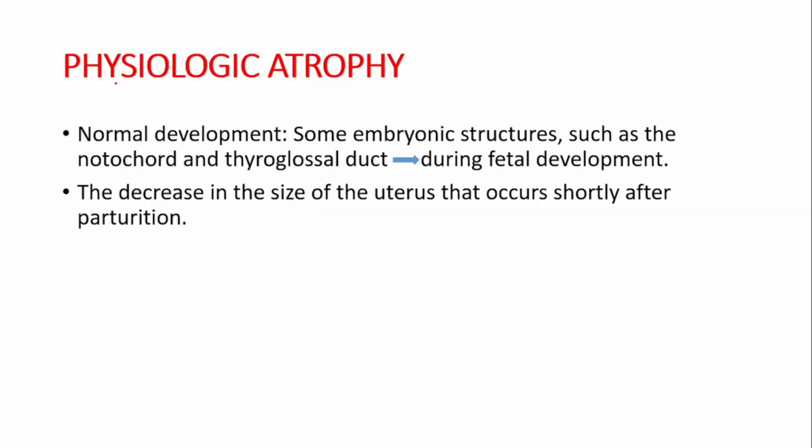Examples of physiological atrophy: during normal development, some embryonic structures, that is the notochord and thyroglossal duct, will undergo atrophy during fetal development. The other example is the uterus, where the size of the uterus decreases shortly after parturition.